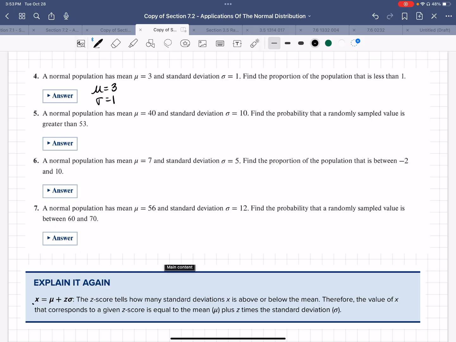So we want less than 1. Here's what we're going to use: our normal CDF, because we're looking for the area. If you'll remember back in 7.1, I could pull that back up. On example 3, it says find the area to the left of z equals 1.26. So we're looking for the area.